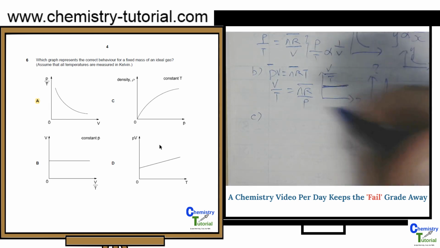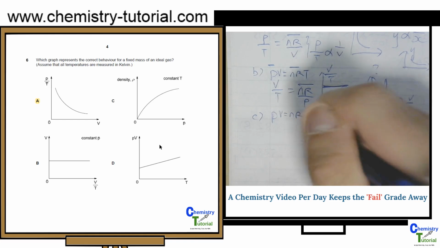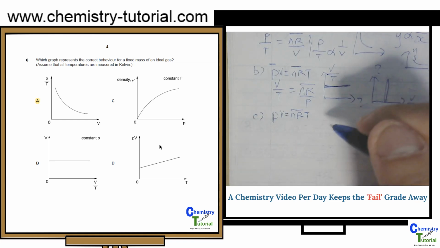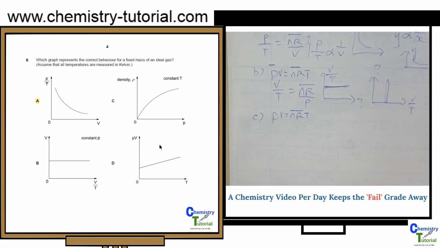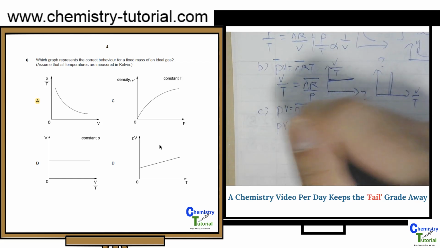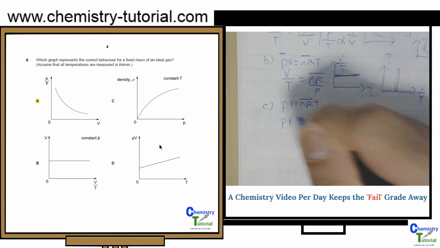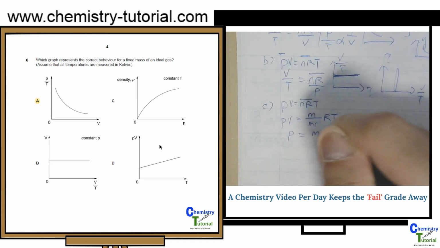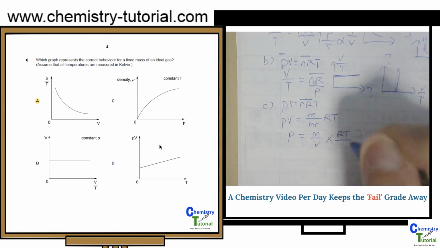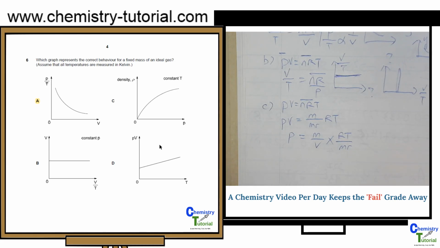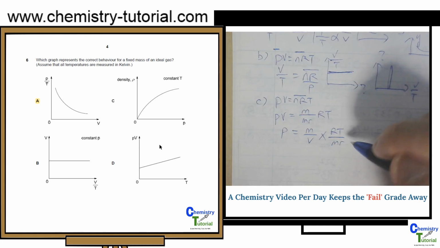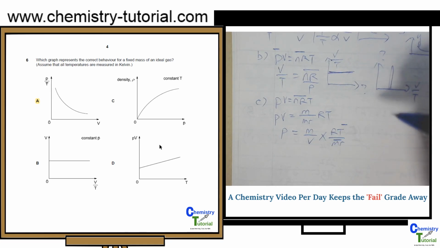Let's look at option C. PV equals nRT, nR is fixed. Now, density is mass over volume. So PV equals the number of moles, which is mass over Mr, multiplied by RT. Bring the volume over. So P equals mass over volume multiplied by RT over Mr. Now, since the mass is fixed and we are using that same gas, Mr is fixed. They told us, so Mr is fixed and T is also fixed based on the question. So technically speaking, this whole thing is a constant.